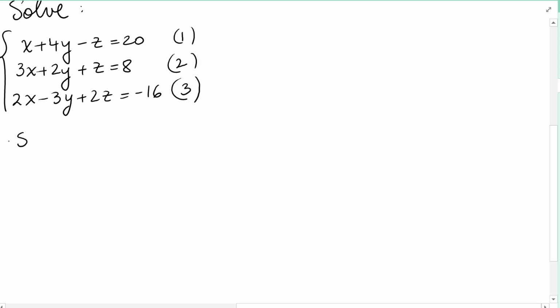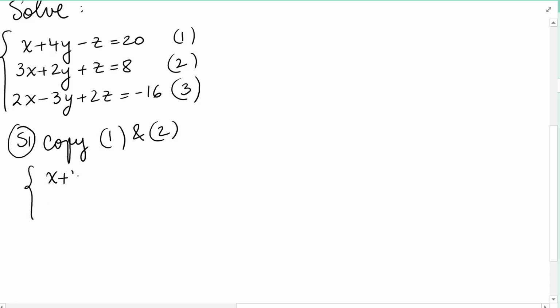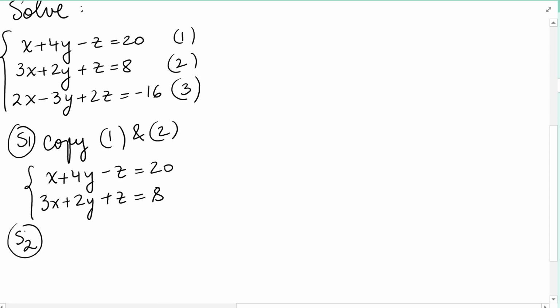So step 1 is copy equation 1 and equation 2. So I'm going to rewrite them again. x plus 4y minus z equals 20. 3x plus 2y plus z equals 8. Step 2, eliminate one variable.